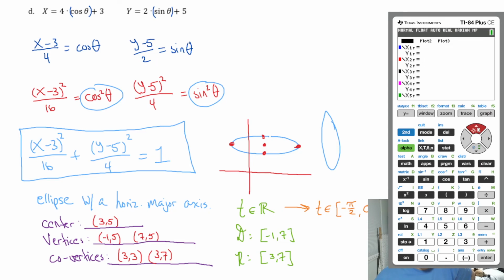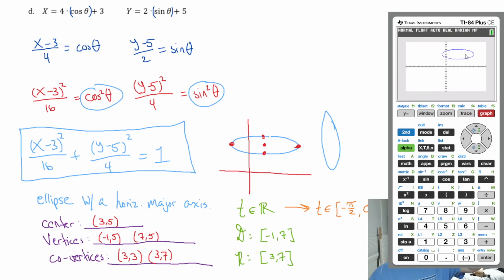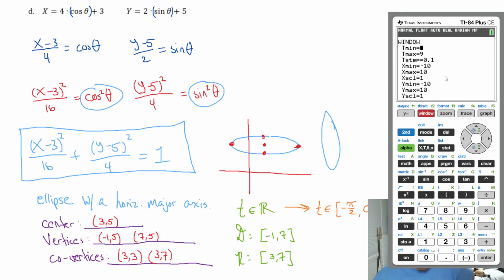Alright, so the equations we're working on are 4 cosine theta plus 3, and you're going to let theta be t, of course. Hopefully that's an of course. 2 sine theta plus 5. Hit graph. Alright, hey, look at that. Our window actually worked out well, first try. If your window didn't work out, you could have messed around with things. But looking at this, sure, that looks great.